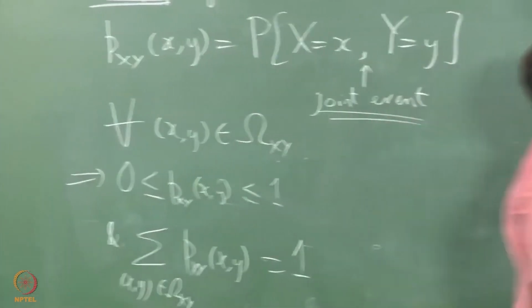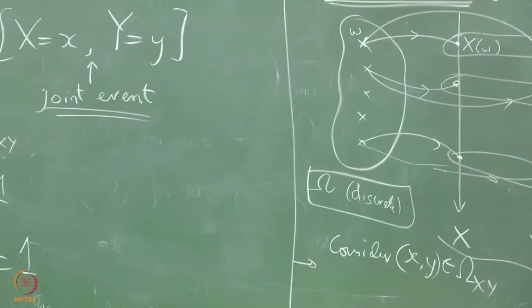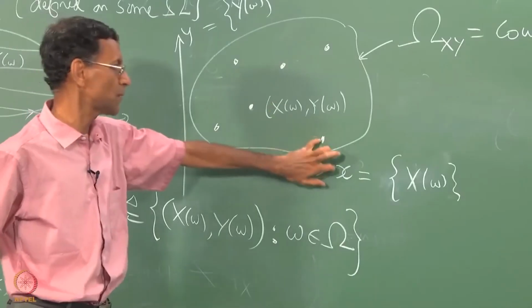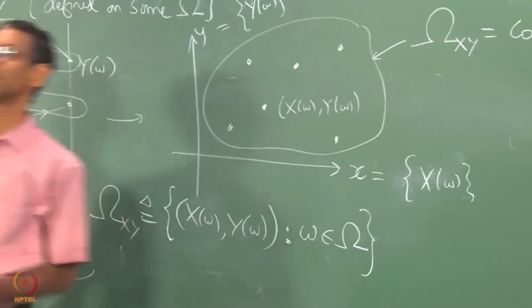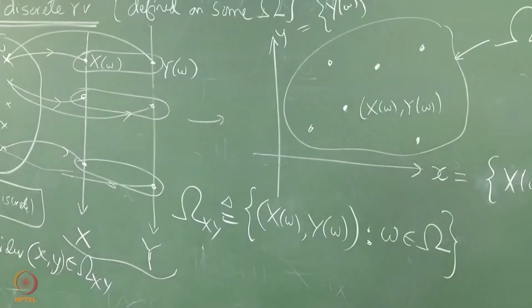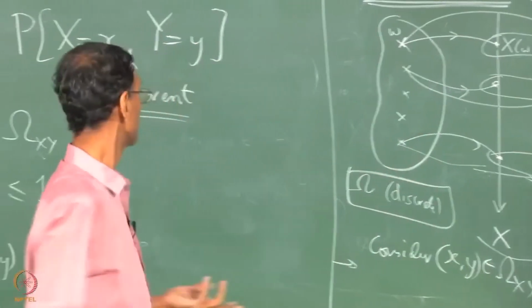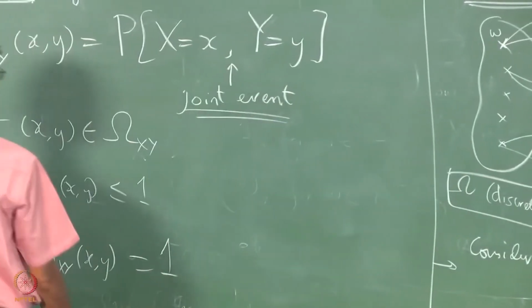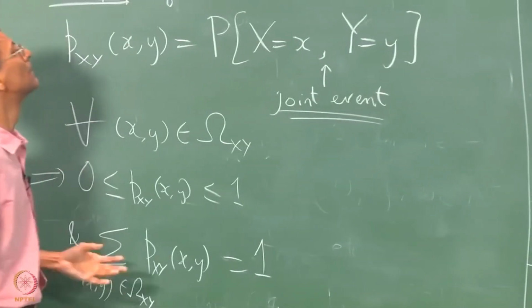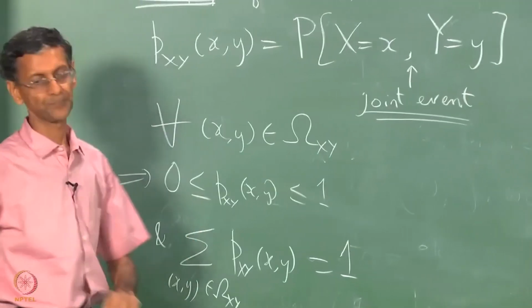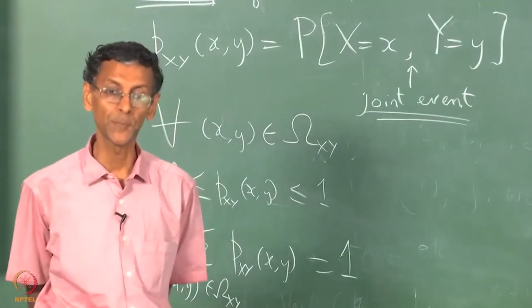Otherwise, if I go here and look at the probability of this point plus the probability of this plus the probability of this, they all must add up to 1. They all have to be non-negative, and they have to add up to 1. So these are the basic rules with which we operate.